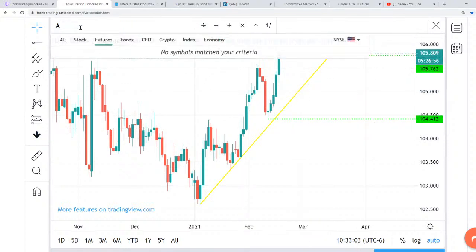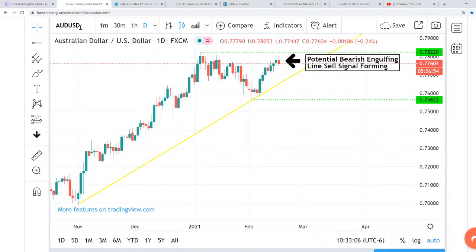And conversely, Australian dollar, US dollar, once again, we'll take a look at this one. Potential bearish engulfing line sell signal forming. We will be talking about this tomorrow for sure with the group, because we're going to have a lot of guys that trade from Asia involved also. So it's a good group that we're going to have during this webinar.